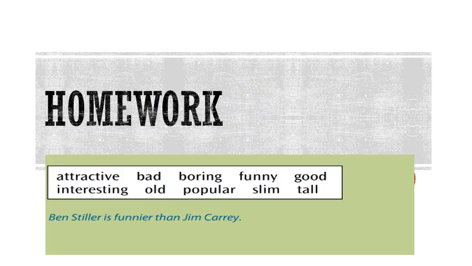Your homework for next time is: here are some adjectives given: attractive, interesting, bad, old, boring, popular, funny, good, slim, and tall. You have to think of a famous actor or a famous football player, etc. And you have to write sentences about him or her or about them. You have to use the comparative and superlative form of the adjectives.